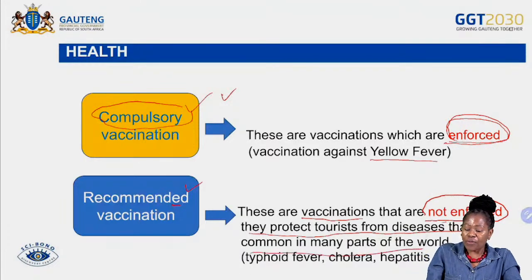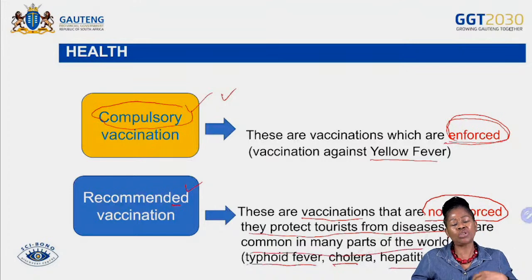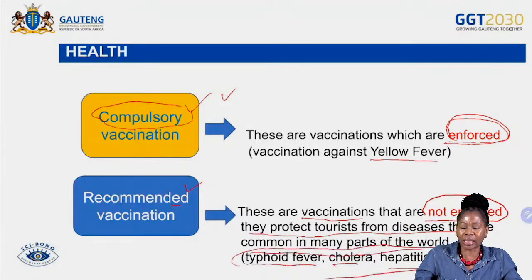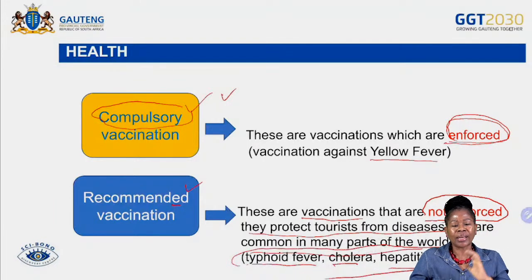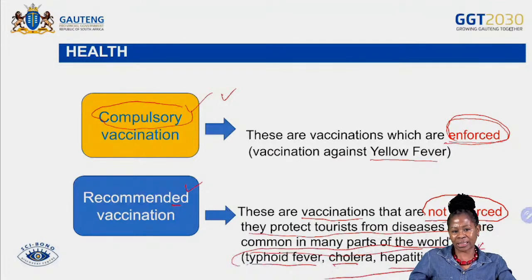For example, I gave you diseases: typhoid fever, cholera, and then hepatitis A. These are types of vaccinations that they recommend you to take when you travel, as long as you know you will stay away from some of the parts of the country that have got the threat of a disease. But there are no compulsory documents that you must carry if you travel to countries that have typhoid fever, cholera, or hepatitis A. Hence, we say they are recommended vaccinations. You can travel without them.